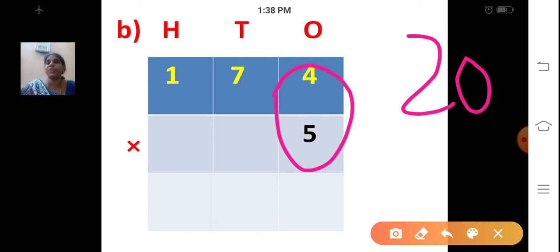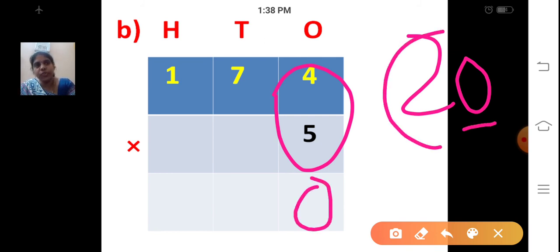So what we should do? It's a 2-digit number. Yes? So write the 0, that means a ones place here. This 2 will be carried over to the next place, that means the tens place. So 4 5s are 20. So write 0 in the ones place. Take the 2 to the tens place.